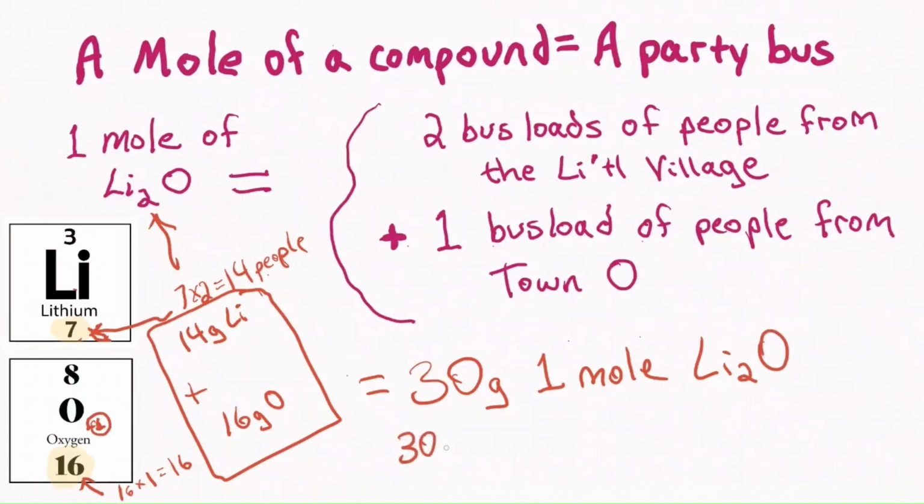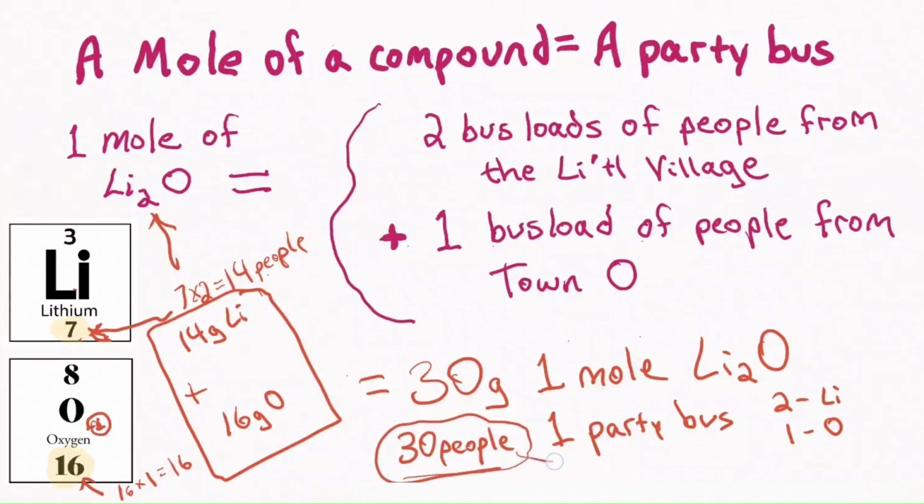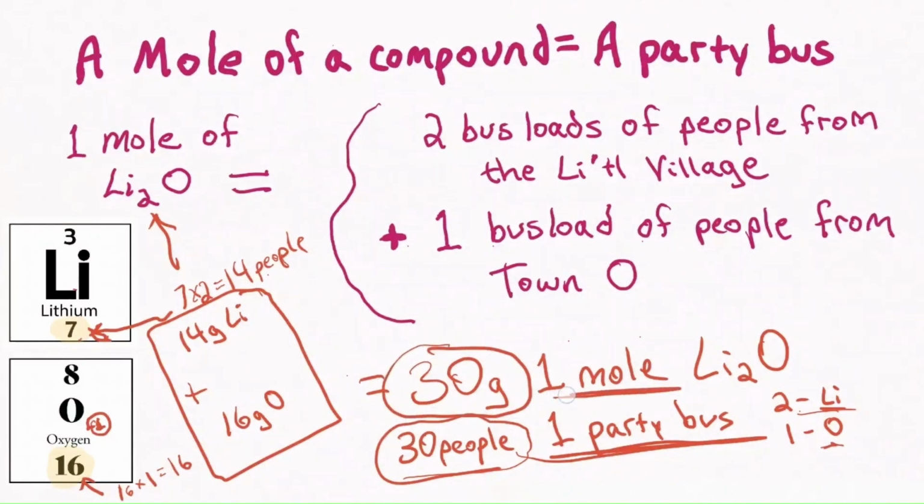Just like 30 people is 1 party bus. 2 buses from the little village and 1 bus from town O. So 30 people total in 1 party bus. Some of them from little village, some of them town O. Well, 30 grams is in 1 party bus and 1 mole of lithium oxide of the party.